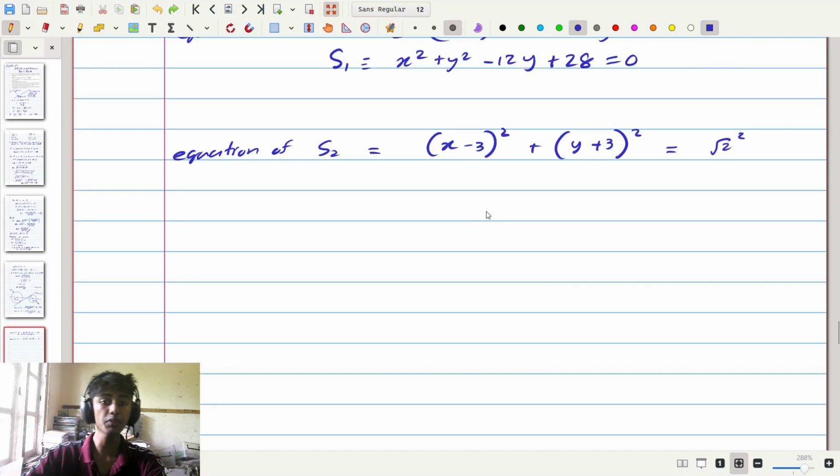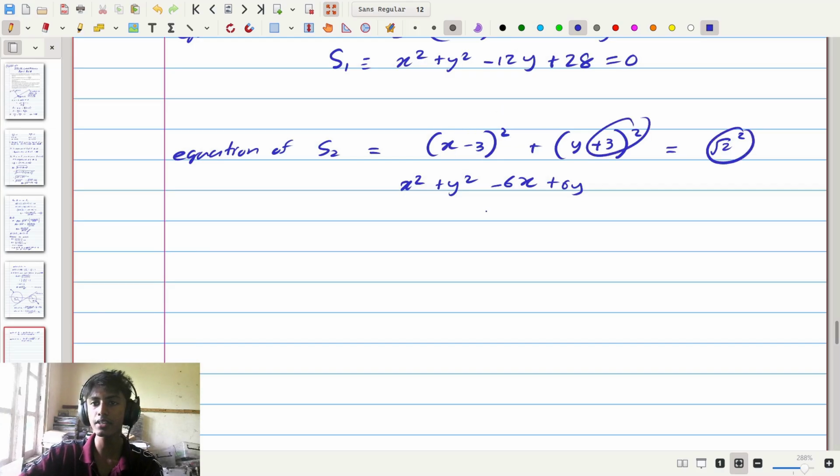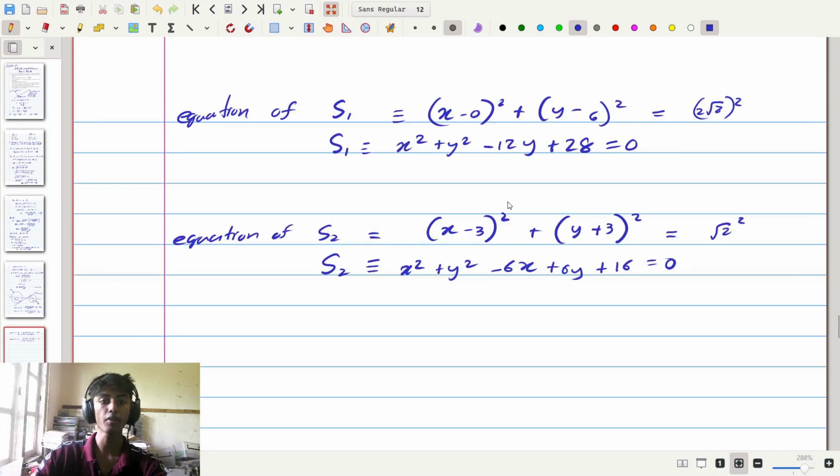Now considering the other circle, if we simplify, we get x squared. I'm going to take this y squared to the front, so we get plus y squared, and then we get minus 6x, and then plus 6y, and then here we get 9, here we get 9, and here we get a 2 on the other side. So we get 9 plus 9, which is 18, minus 2, which is 16. So we get plus 16 equals 0 for the equation of the circle S2. So with that, we have found the equations of the circles S1 and S2.